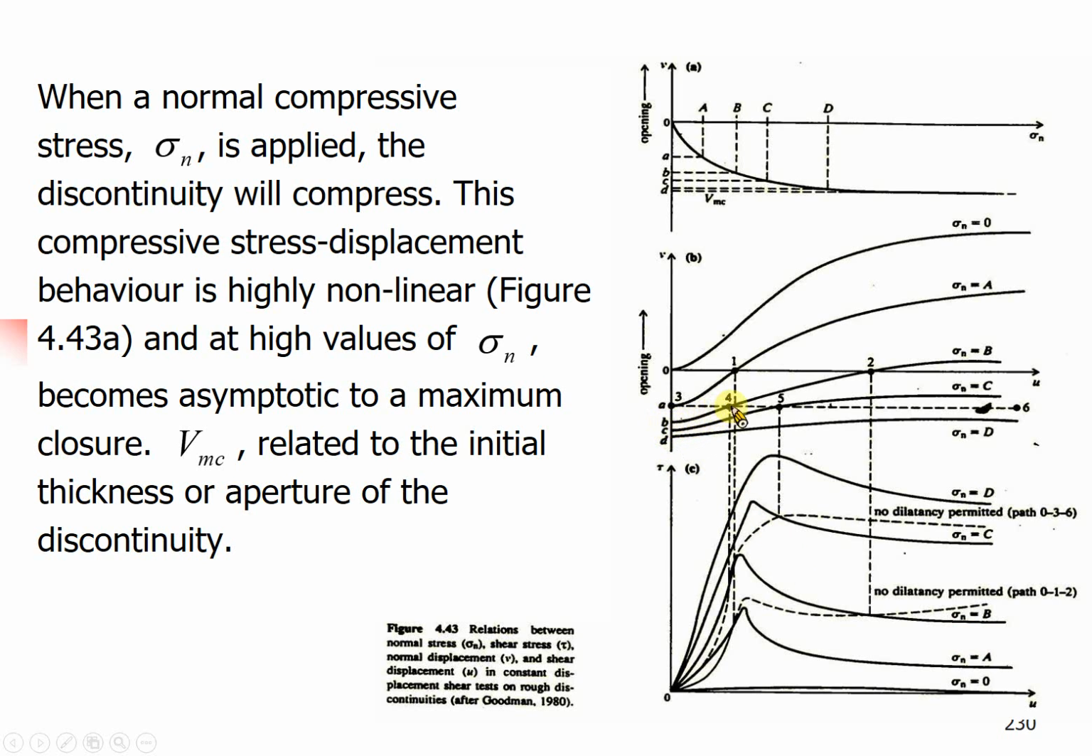This will be the shear displacement versus dilation. It will be almost the same with the normal stress equal to A. In the very beginning, when the normal stress is applied to this joint, the displacement goes to V. And when you start to shear it, the joint starts to dilate. So you will have the shear displacement versus normal displacement curves like this.